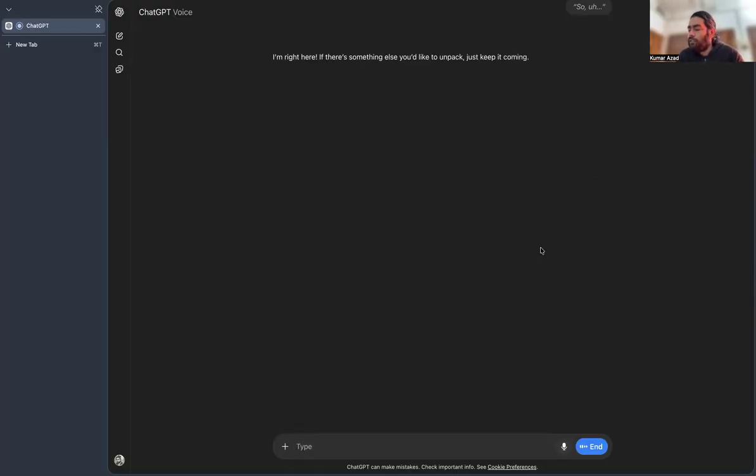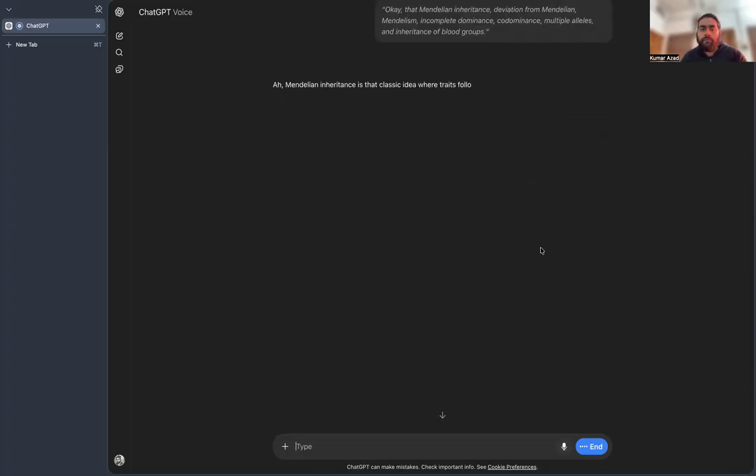Okay, Mendelian inheritance, deviation from Mendelism, incomplete dominance, codominance, multiple alleles, and inheritance of blood groups. Mendelian inheritance is that classic idea where traits follow clear dominant and recessive patterns, like Mendel's peas. But real life gets richer.